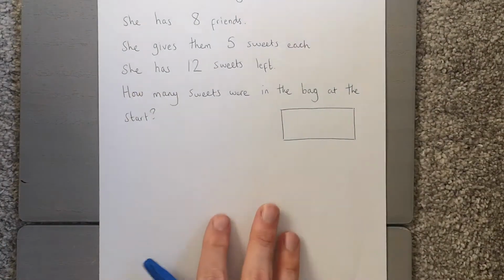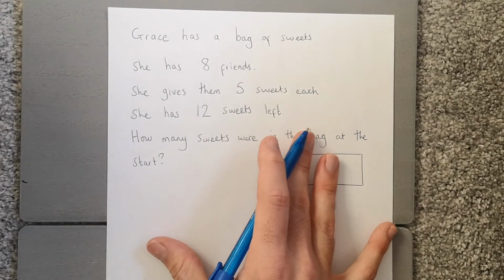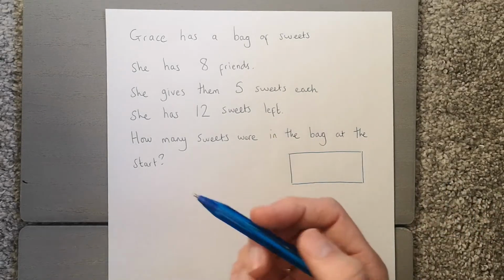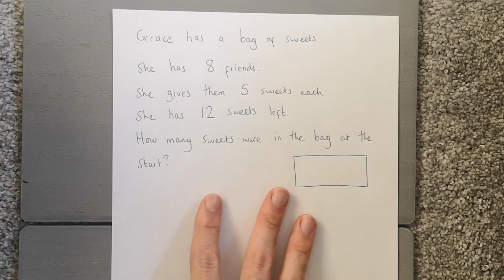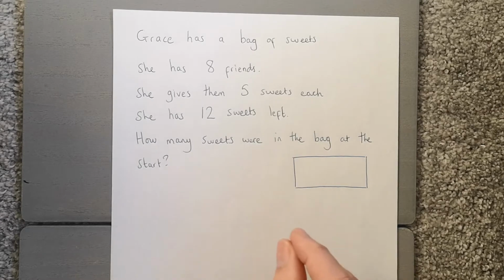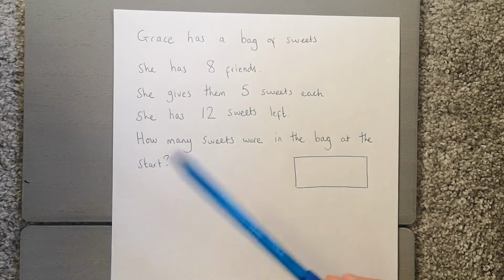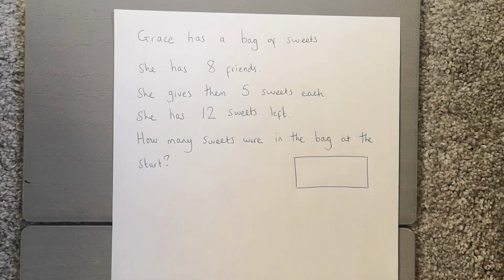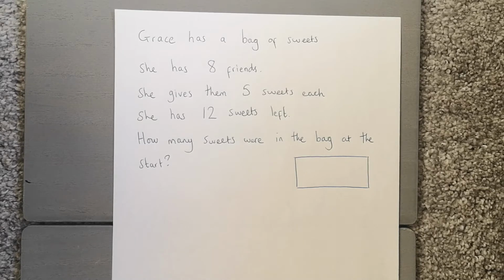Now today's lesson is going to be based upon the Puma maths assessment that we did. We're going to go through some real problem solving stuff so we can start to work out how to actually do it. We're going to read through this one that was on the paper and that we were a bit iffy about. It says, Grace has a bag of sweets. She has 8 friends. She gives them 5 sweets each. She has 12 sweets left. How many sweets were in the bag at the start?